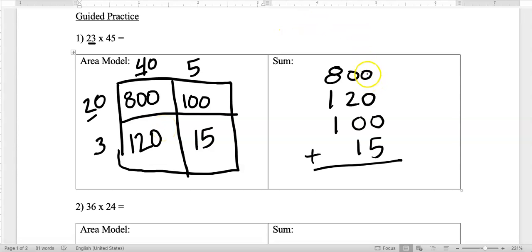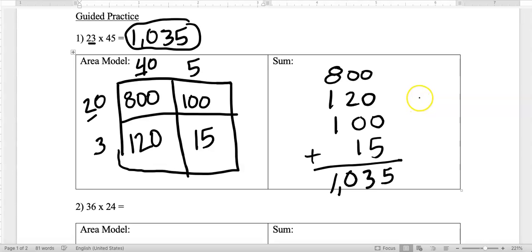So I'm going to go ahead and find the sum. This is 5, bunch of zeros up there. 2 plus 1 gives me 3. 8 plus 1 gives me 9. 9 plus 1 gives me 10. Go ahead and write that 10. Don't forget that comma. 23 times 45 gives you 1,035.